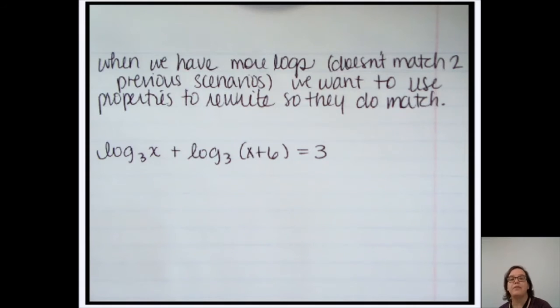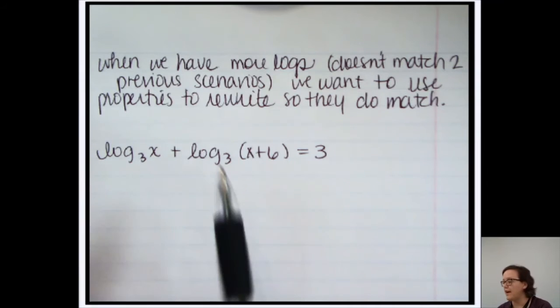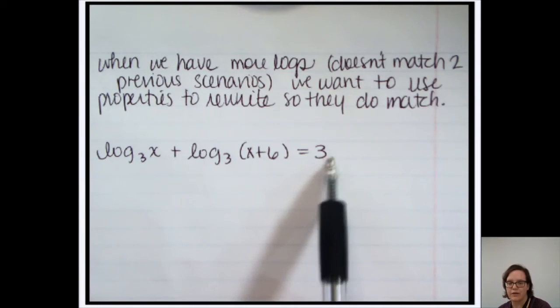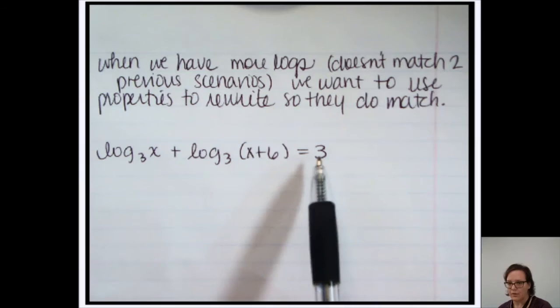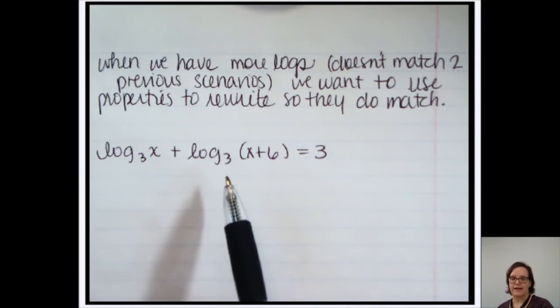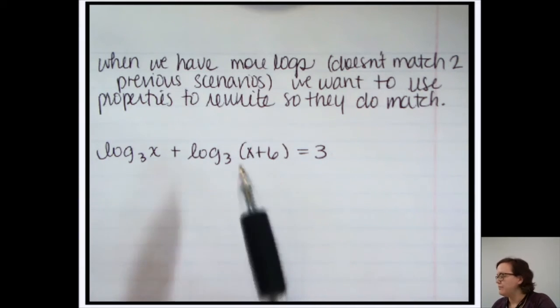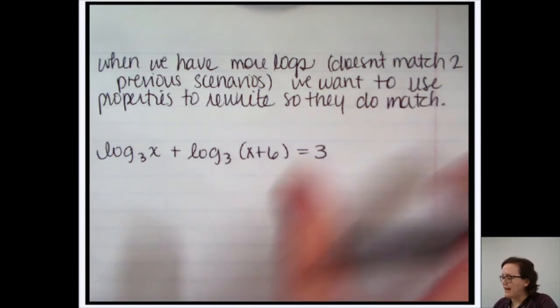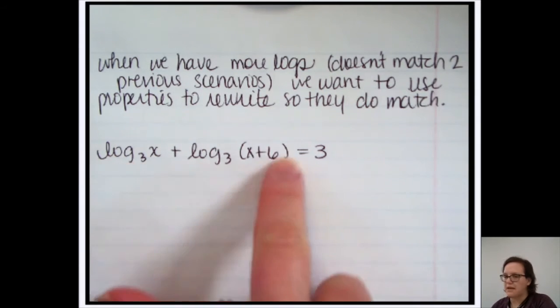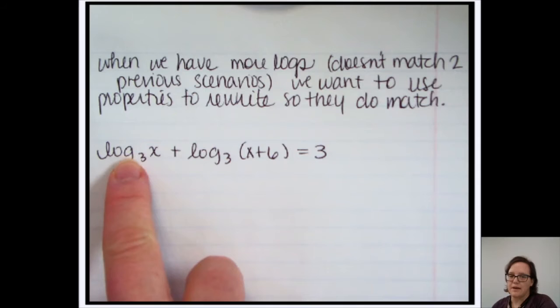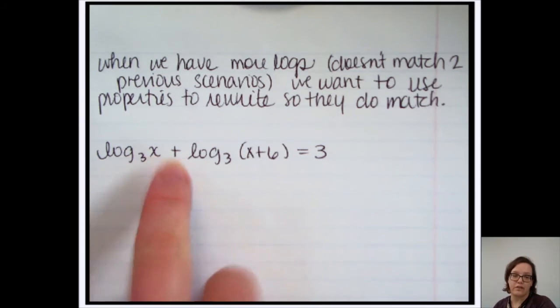So what's different about this one is we have two logs, okay, but they're not on different sides. And so we've got to either move our log to the other side, which would be fine, except now we have this hanging 3 on. That doesn't work, okay? Or we try to get one log on one side and a number on the other, okay? So let's ask ourselves, is there any way to make this sum of logs a single log?